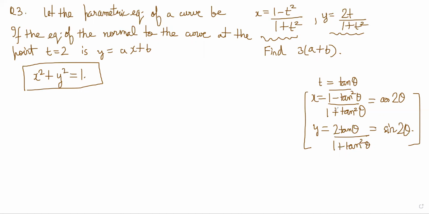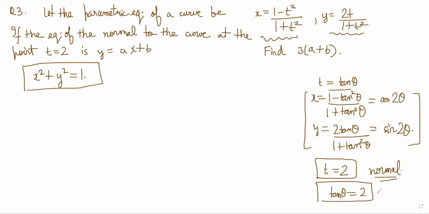And I want to find the situation at the point t is equal to 2. I want to find the normal, right? So tan theta is equal to 2 is my point. At that point I want to find the normal. Let's find out x and y there. So if tan theta is equal to 2, my perpendicular is 2 and my base is 1. So at that point sine theta will be what? It will be 2 by root 5, and cos theta will be 1 by root 5. So cos theta and sin theta are these.